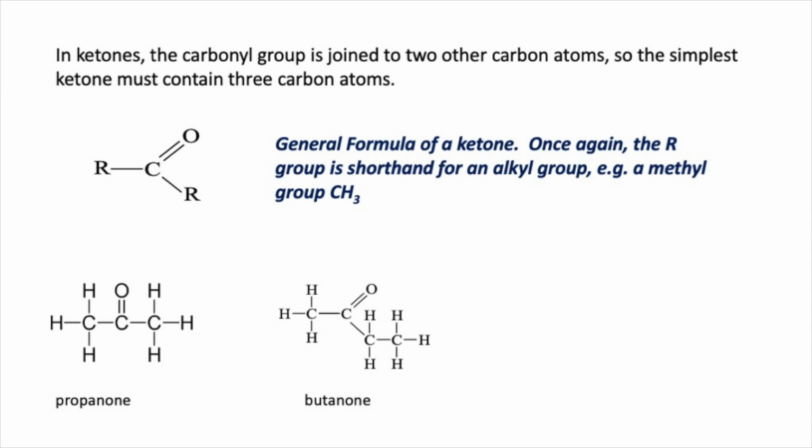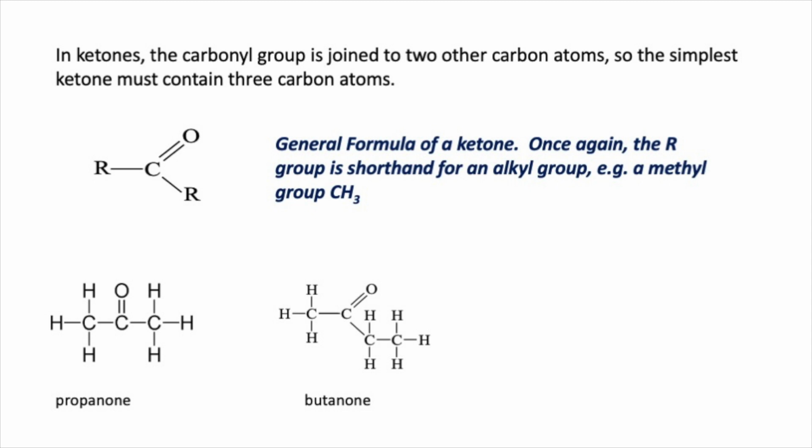Now in ketones, the carbonyl is joined to 2 other carbon atoms, so the simplest ketone must contain 3 carbons, and the general formula of a ketone is R-C=O-R, and once again R is shorthand for an alkyl group, e.g. a methyl group. And 2 examples of a ketone are shown here.